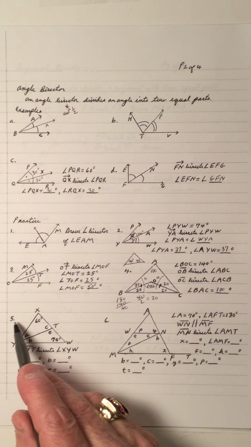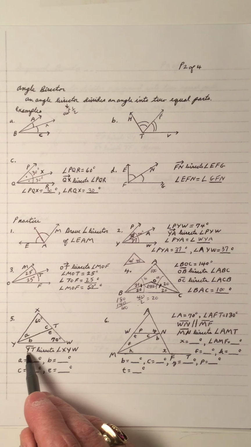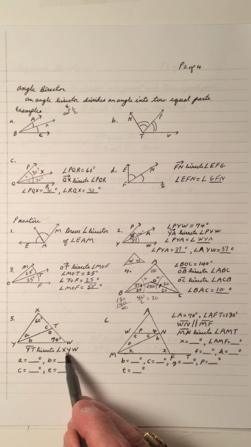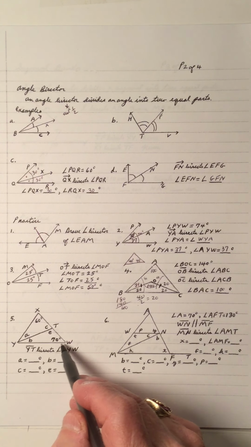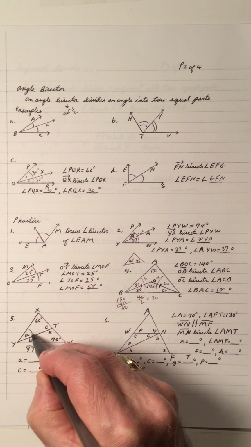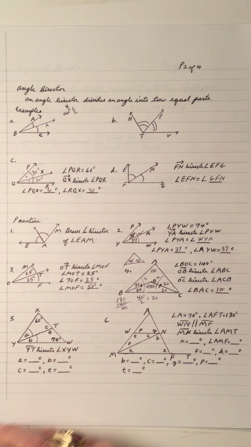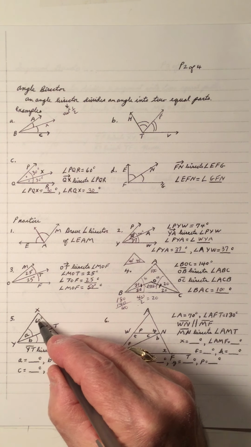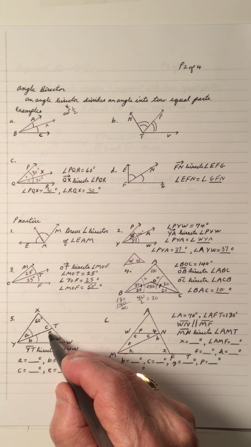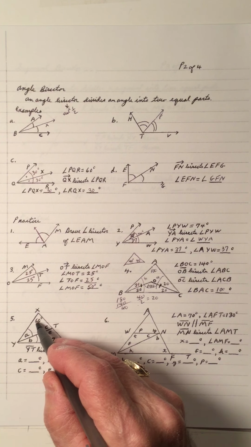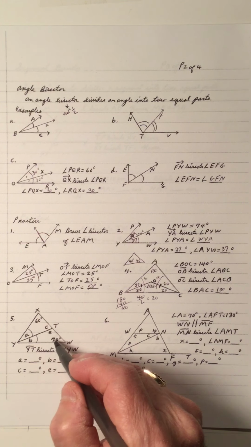Here we go. Number 5. It says that YT bisects XYW. So that means that this angle right here, A, is equal to B. So we have 60, A and C, with 70, E and B, but I don't have any more information in here. I've got a 60 and a 70.